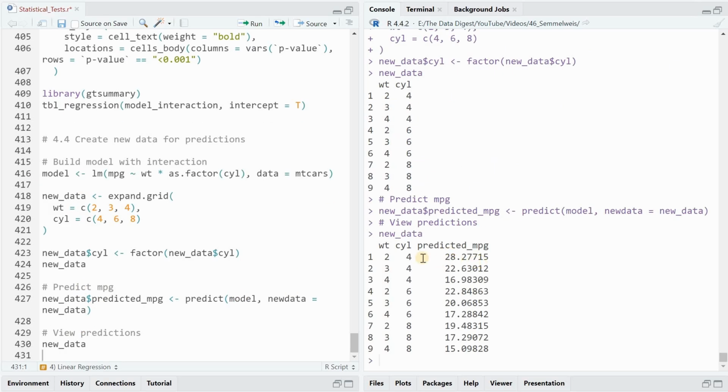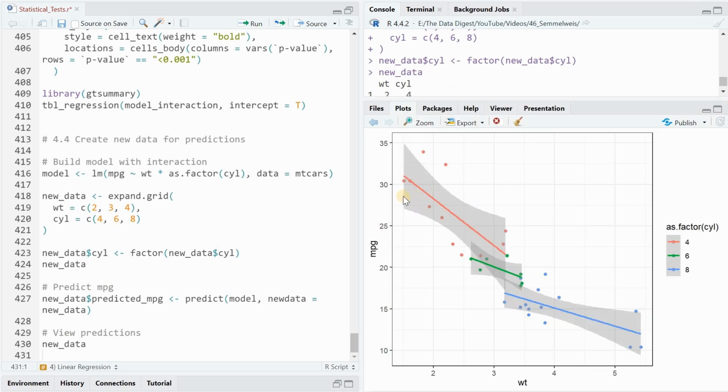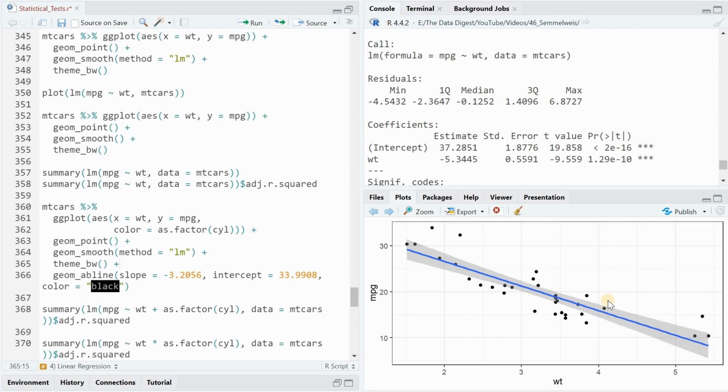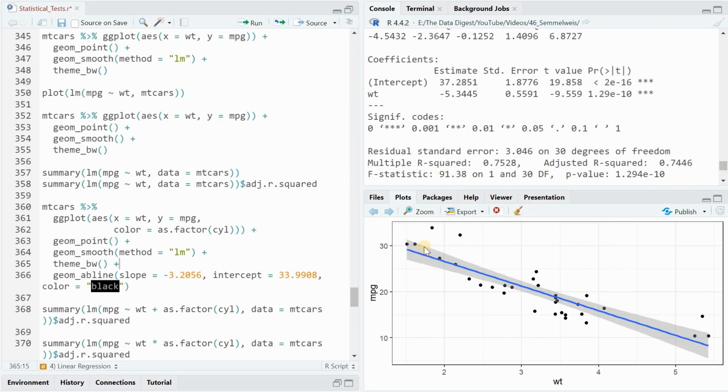And when we view that, we see the different estimates of mileage. So 4 cylinders at a weight of 2 has 28 mileage. That's simply the Y value on the red line. When we predict 3 for 4 cylinders, we get 22.6, so that's around here. And just to clarify, this simple model where we predict miles per gallon by weight fits a straight line with a slope and an intercept, and it explained 74% of the variance.